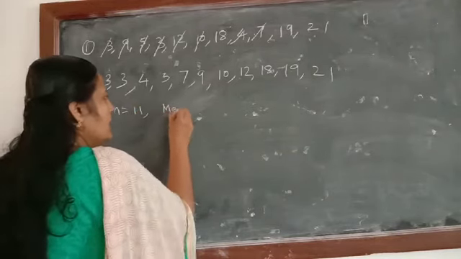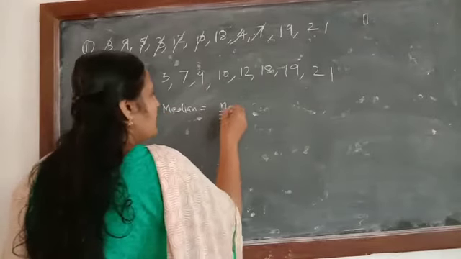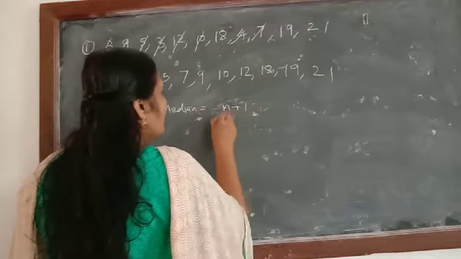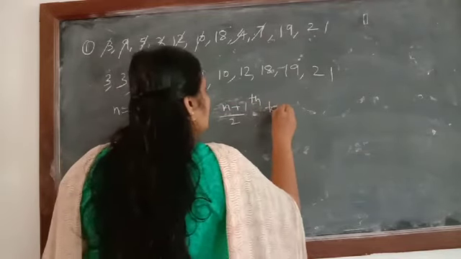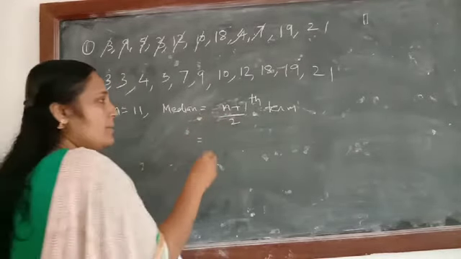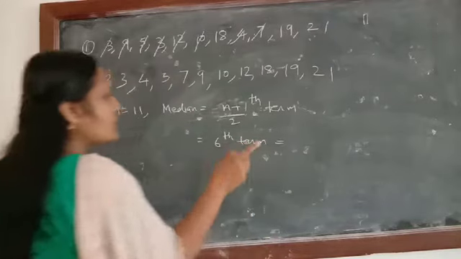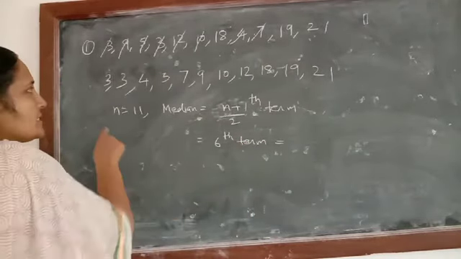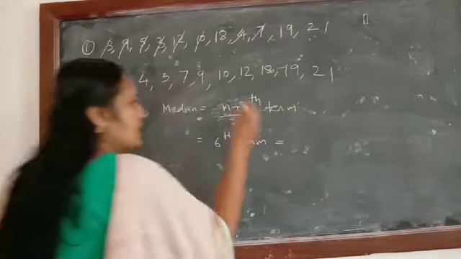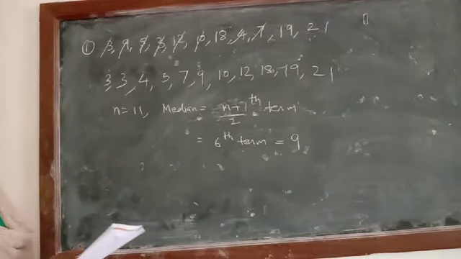Then median, according to the formula, if n is odd, is the n plus 1 by 2th term. So median is 11 plus 1 by 2, which is 6. Median is the 6th term. When you arrange the observations in ascending order, what is the 6th observation? 1, 2, 3, 4, 5, 6. So our median is equal to 9.